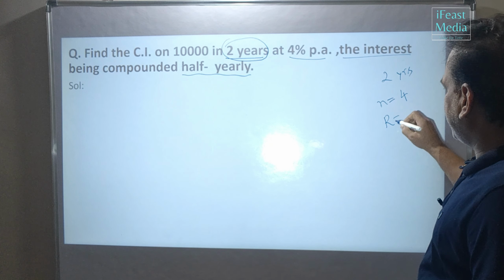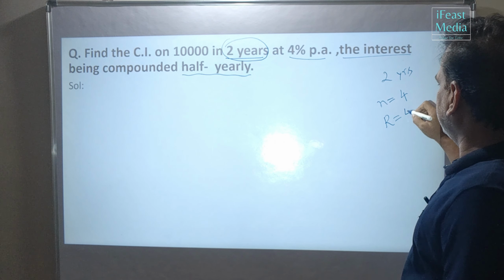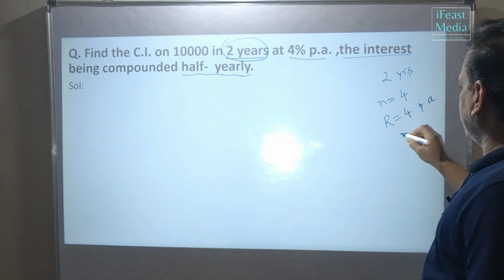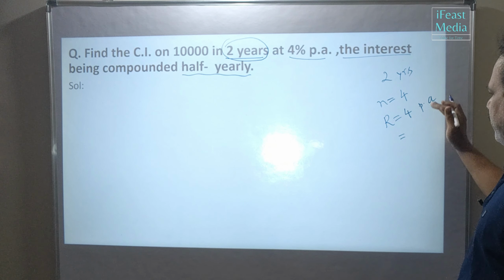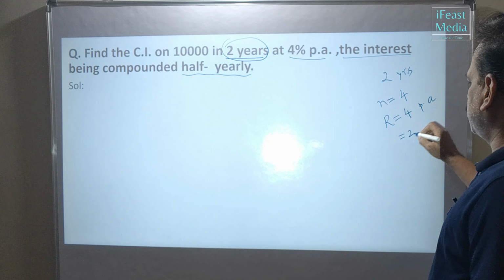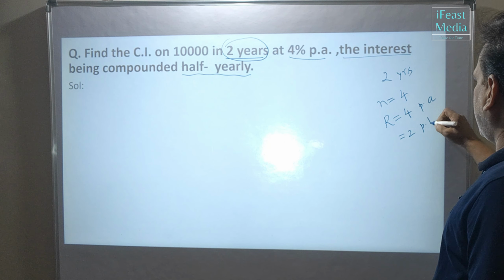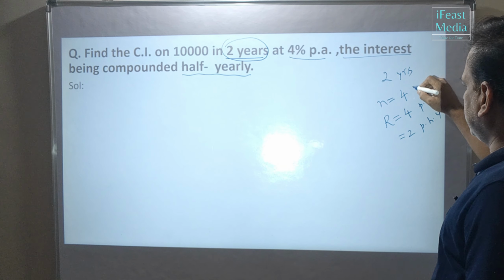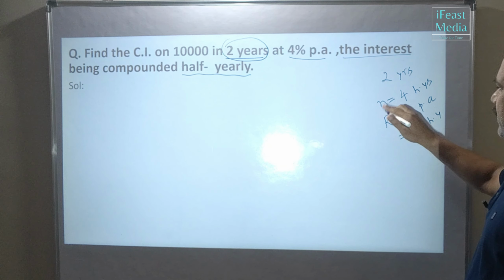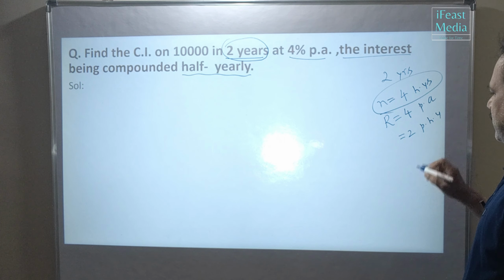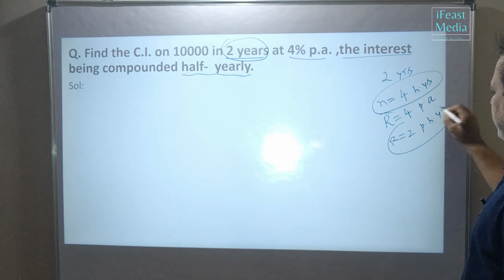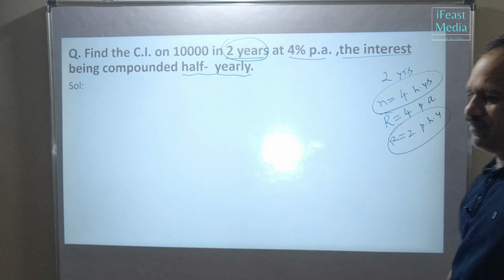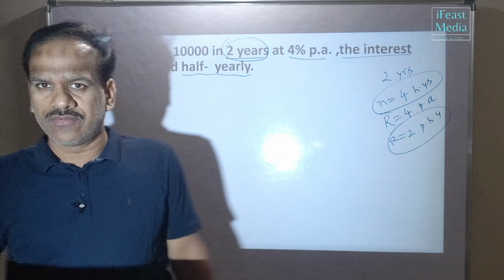And you should calculate the rate of interest. Here the rate of interest is given as 4% per annum, which for half year is half, 4 by 2. It is 2% for half year. Here n is 4 half years. For half year, the rate of interest becomes 2%, right? So everything should be in terms of half years. Then what is compound interest?